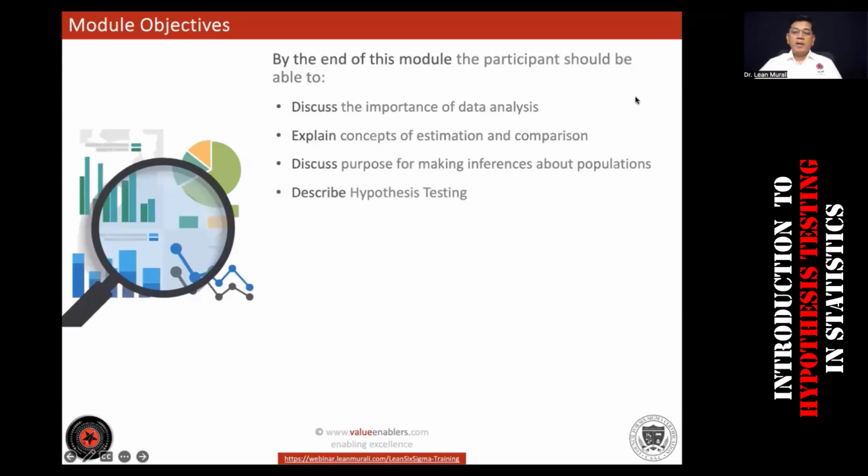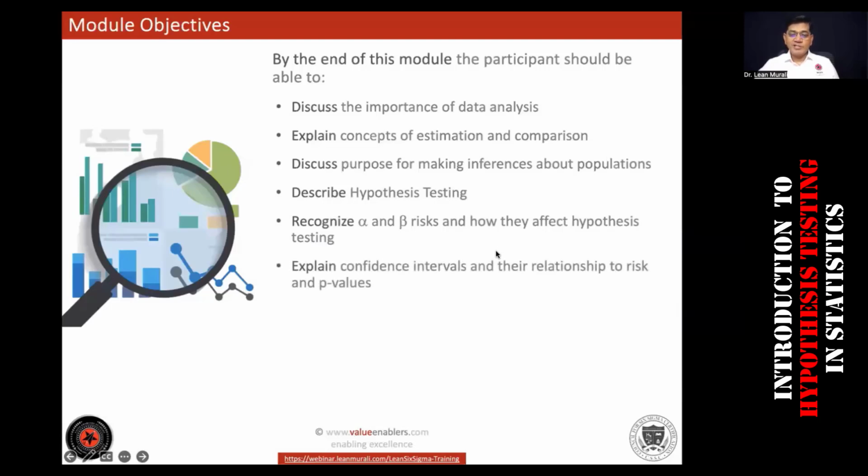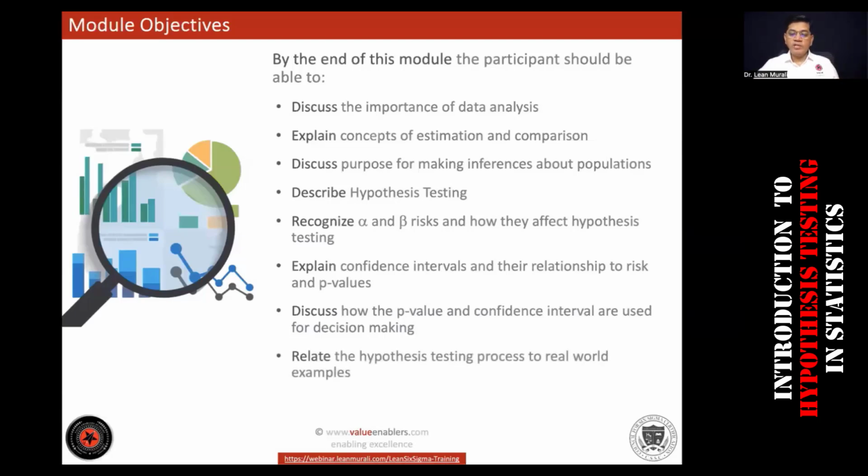All right. Now we will describe hypothesis testing. We will talk about alpha and beta risks. We'll talk about confidence intervals. We'll talk about p-values. I've already introduced the p-value a little bit. And then how p-values and confidence intervals are used in decision making. And we'll have some real world examples.